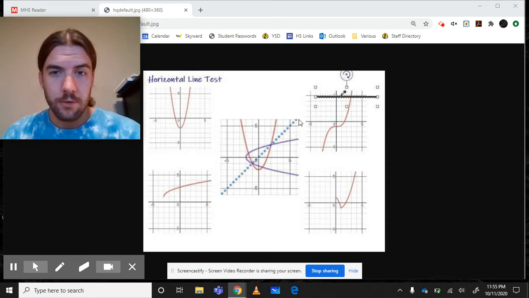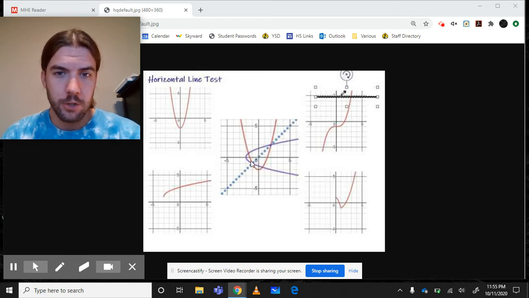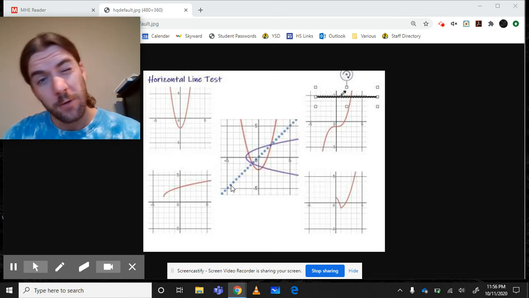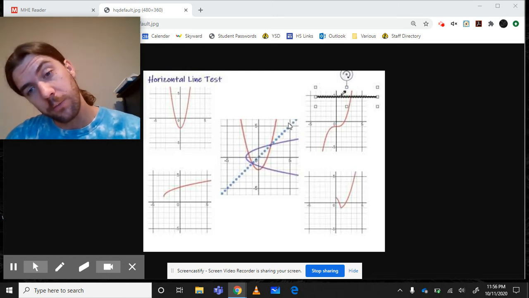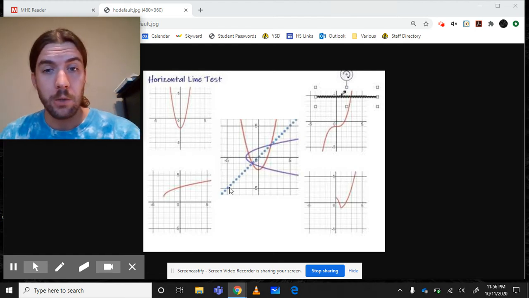Now that inverse can also be described as a reflection over the line y equals x. This diagonal dotted line is y equals x. If you tilted your head so that it was vertical, you'd see that it looks like a mirror making a mirror image.